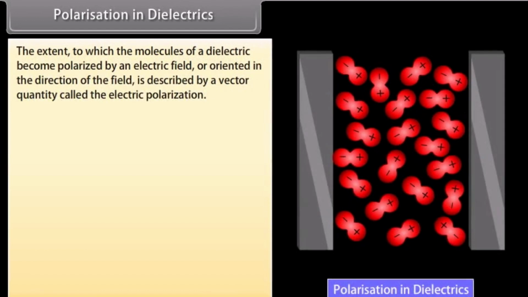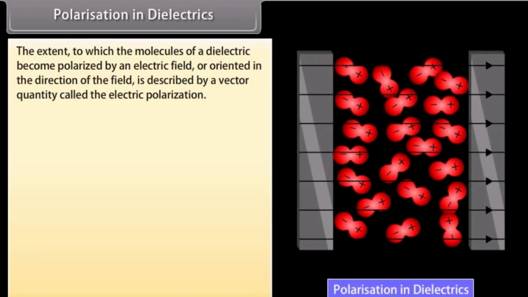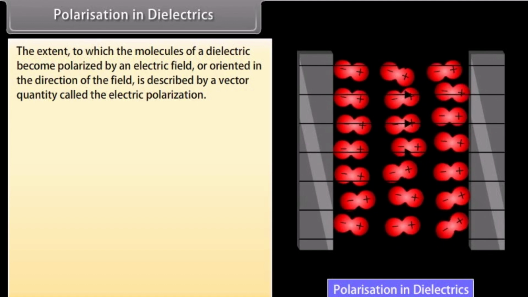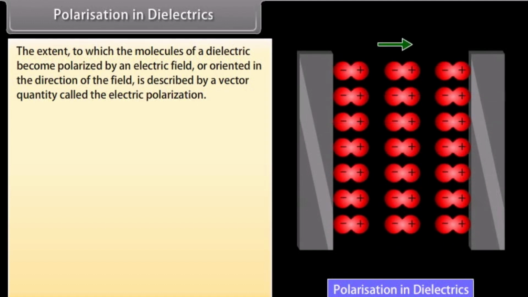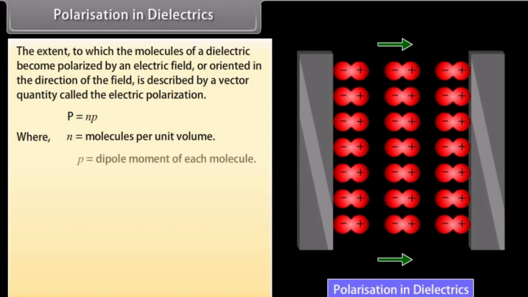Polarization in dielectrics. The extent to which the molecules of a dielectric become polarized by an electric field or oriented in the direction of the field is described by a vector quantity called the electric polarization. P is equal to N p, where N is equal to molecules per unit volume. p is equal to dipole moment of each molecule.